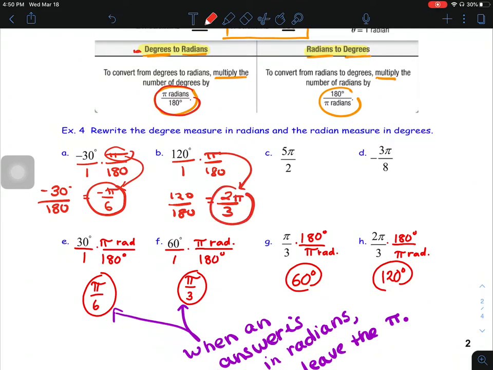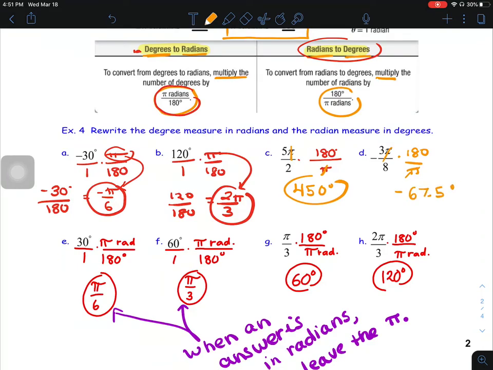If we were going to go the other direction, if you see a pi symbol, the assumption is that it's in radians. Here we're going to go from radians to degrees, so you're going to multiply by 180 over pi. What happens here is the pi symbols cancel, and then you can just type 5 times 180 divided by 2, that's 450 degrees. One more example here, pi symbols cancel, you're typing in negative 3 times 180 divided by 8, this converts to negative 67.5 degrees.